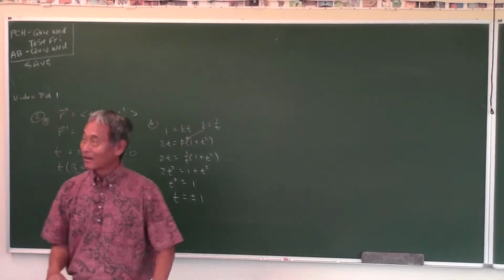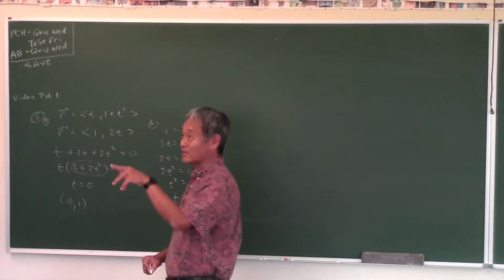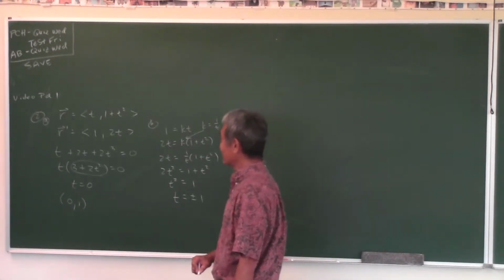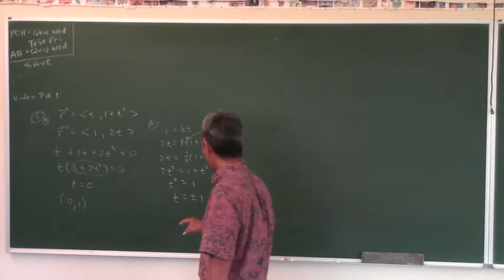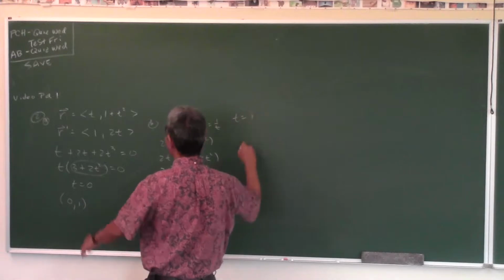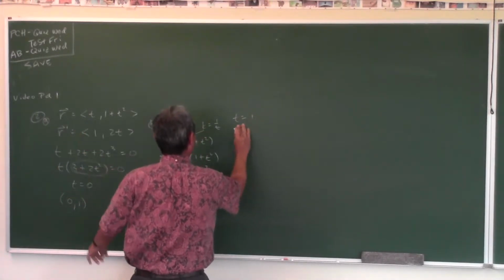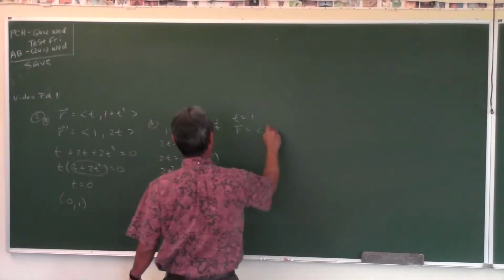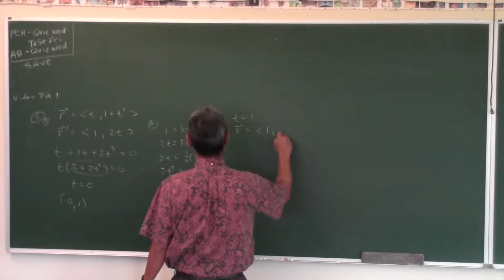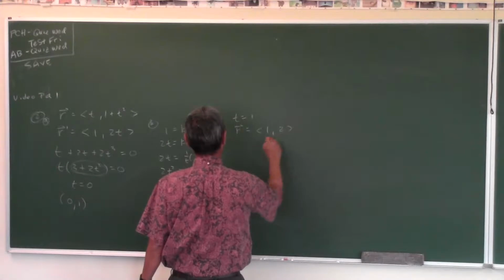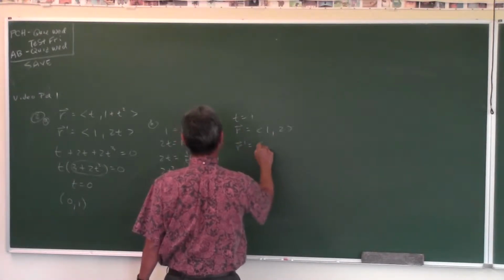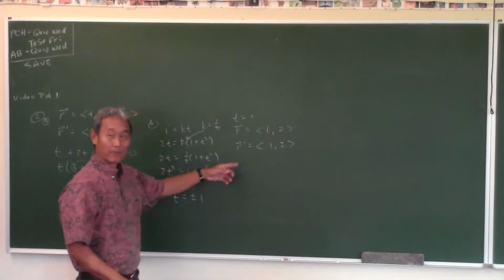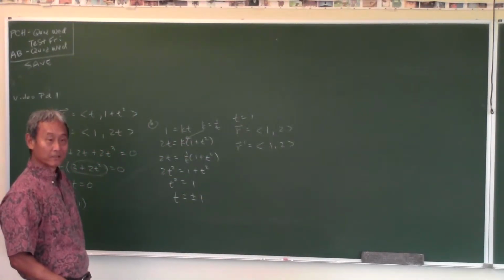Thwart. Okay, now we can answer both questions. Find the points in which they have the same direction. Now, what happens when t is equal to 1? What is the position vector going to be if t is 1? 1, 2. What is the velocity vector going to be? 1, 2. They're pointing the same direction.